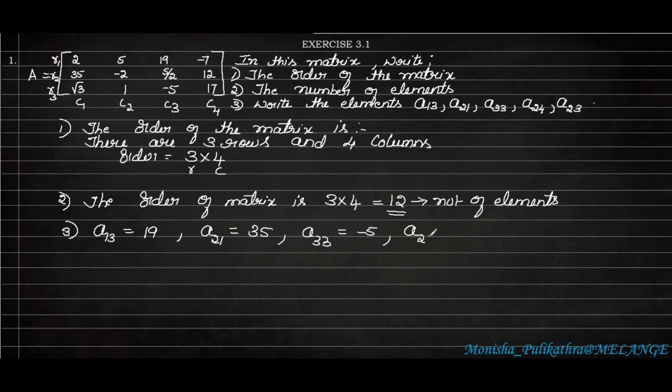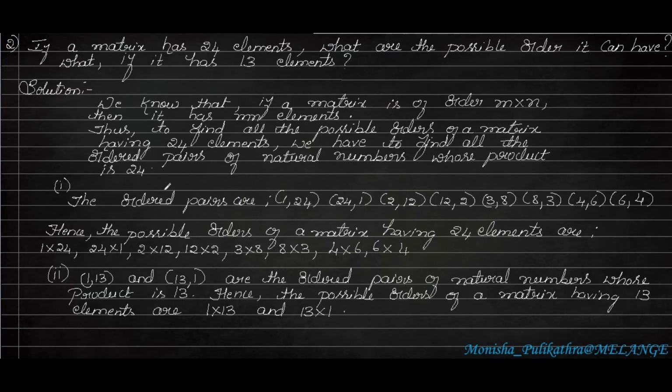Next is A24. Second row, fourth column is 12. The last one is A23, second row, third column, which is 5 by 2. I hope you understood this. Number of rows and number of columns, always keep it in mind. First we consider the rows and afterwards the columns. Moving on to the second question.